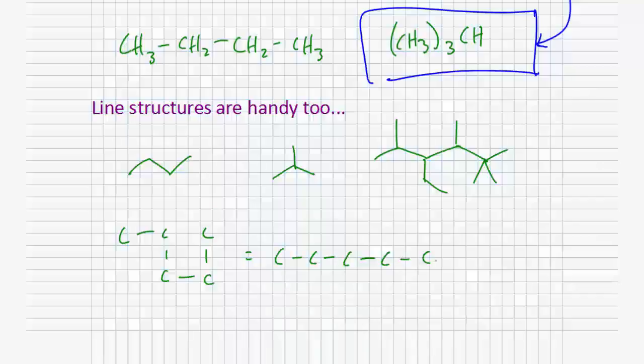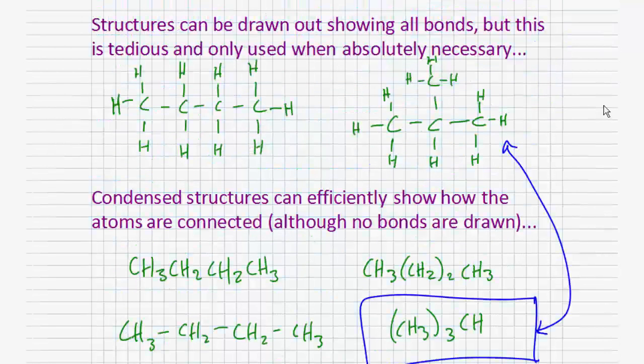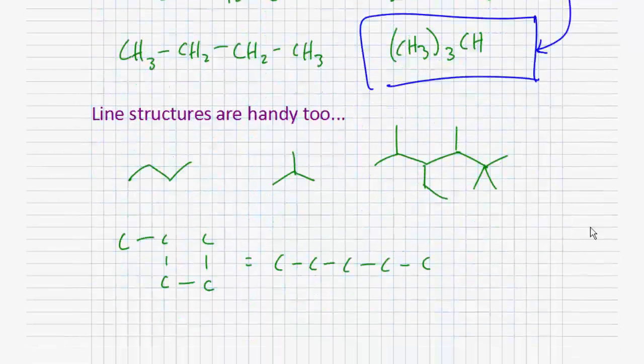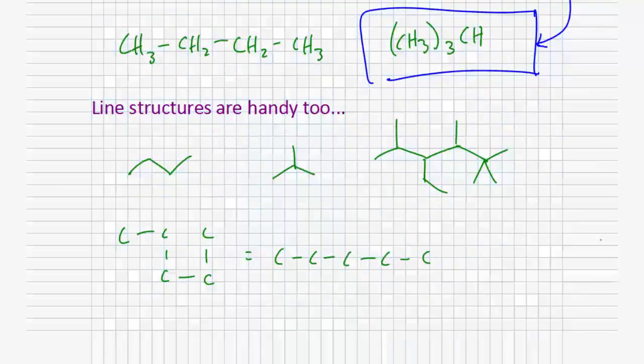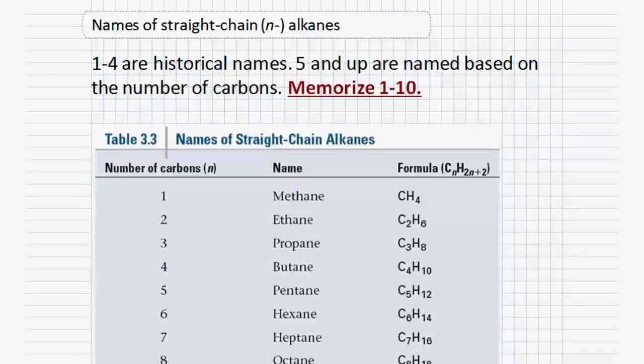So please don't fool yourself with that. That's one of the dangers of drawing out all of the bonds on something, because things that are the same actually end up looking a lot different depending on which direction you've drawn them. Much less likely to have that in a condensed structure, even less so in a line structure when you're just making zigzags. So let's name these straight chain N-alkanes.